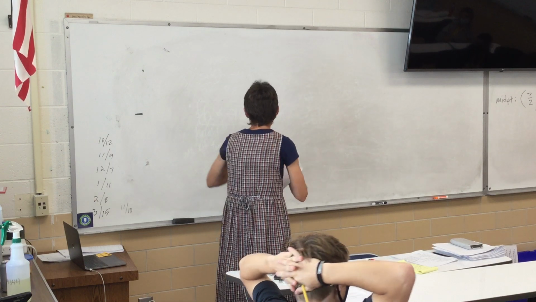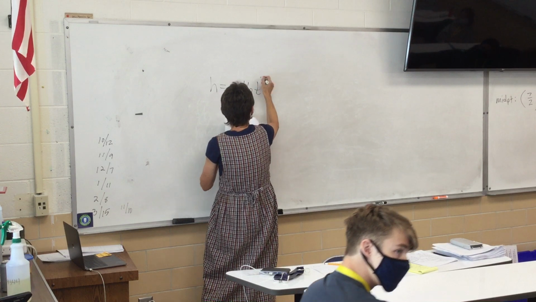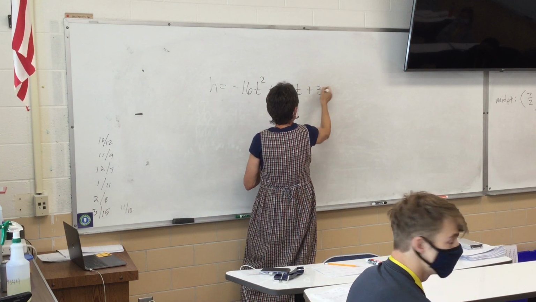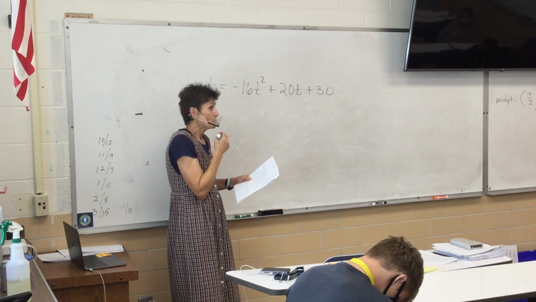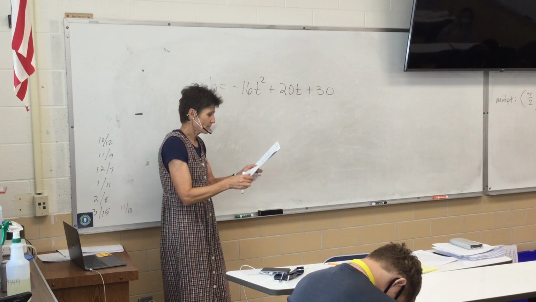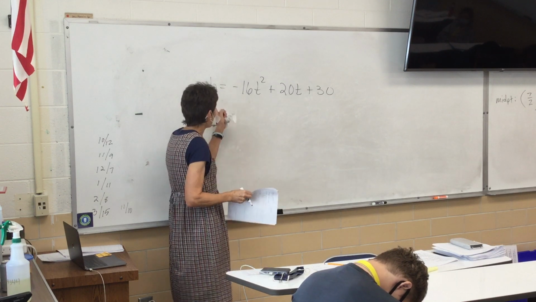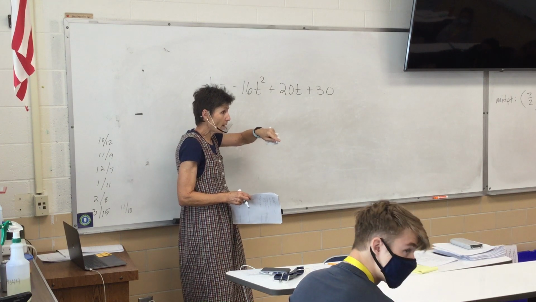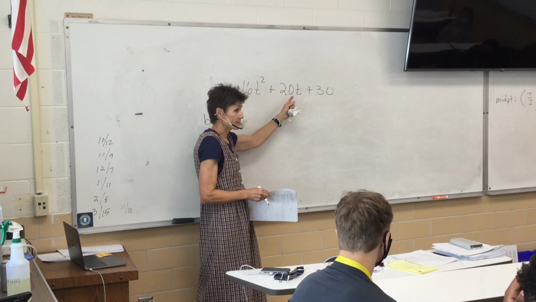Oh shoot, I just erased our equation. Our equation was, I have it in a box, negative 16t squared plus 20t plus 30. That's the equation that we just built to use in the rest of the problems, okay? When does the ball hit the ground? Now you're using this equation. You're going to put a number in here or in here for the t's.